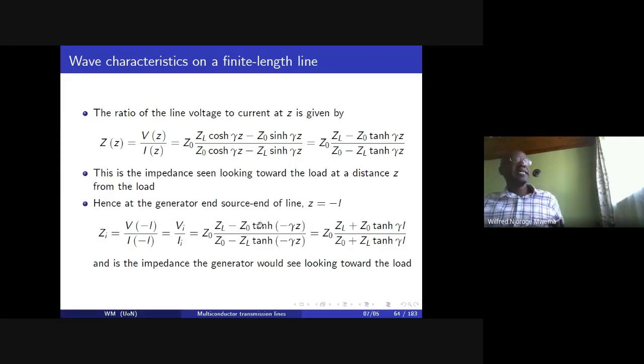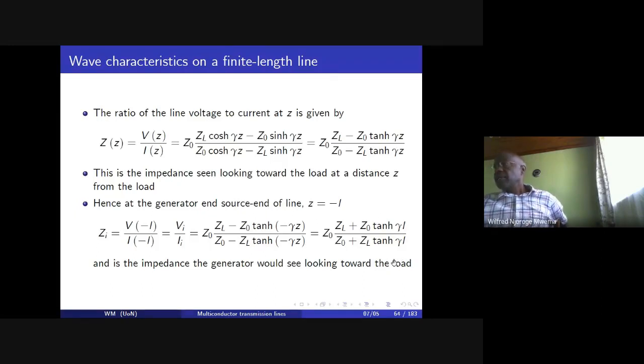And since the tangent is an odd function of the argument, you can see that this comes out as negative hyperbolic tangent of gamma L, and we get it as Z0, ZL plus Z0, hyperbolic tangent of gamma L over Z0 plus ZL, hyperbolic tangent of gamma L. And this is the impedance that the generator would be seeing when looking toward that terminating load.